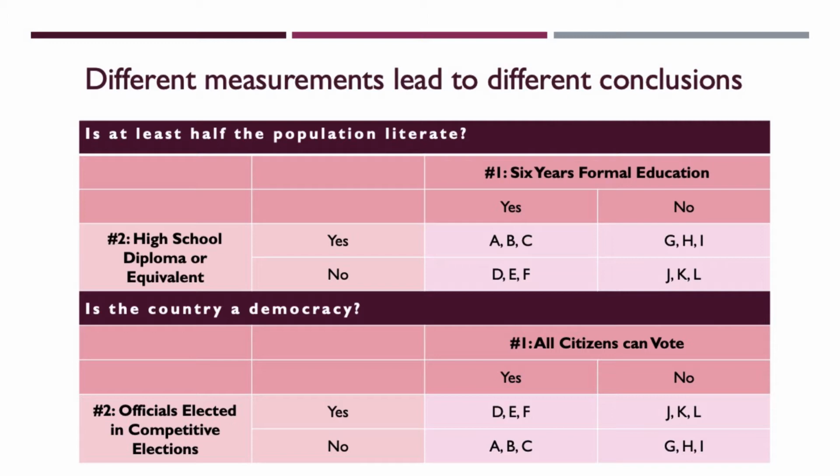For example, if we use the operational definition of democracy as all citizens can vote, then we see that that includes countries D, E, F, and A, B, C.